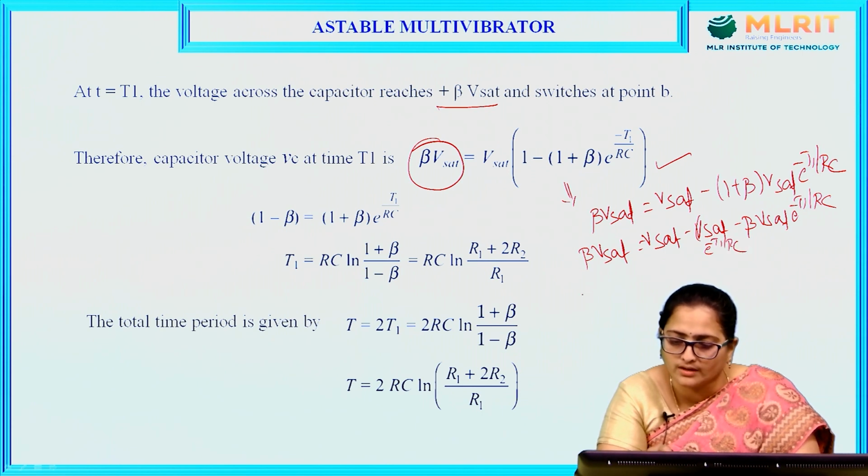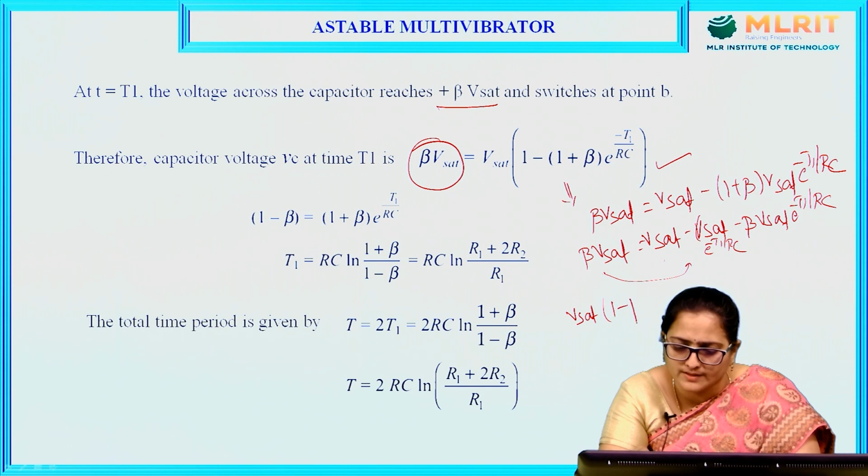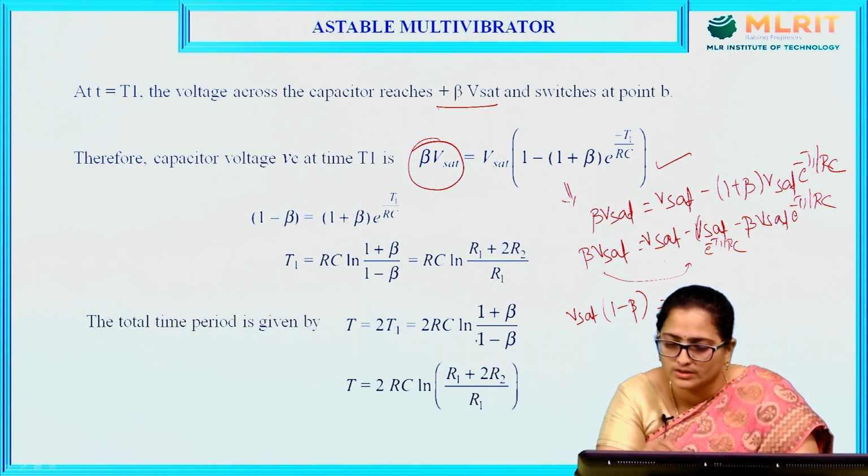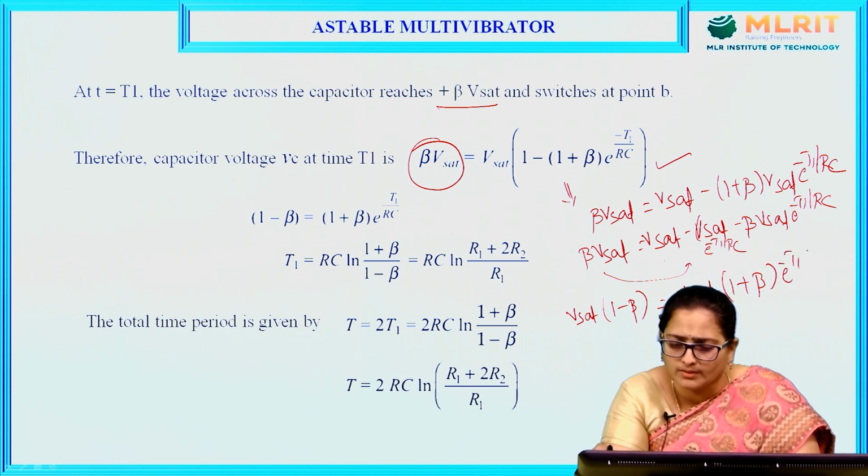If you take Vsat common, you can write this as Vsat is equal to, if you take this beta Vsat towards this side, you can write this as Vsat into 1 minus beta, and if you take this Vsat minus Vsat e power minus t1 by Rc minus beta Vsat e power minus t1 by Rc to the left hand side, you can write it as Vsat into 1 plus beta e power minus t1 by Rc.